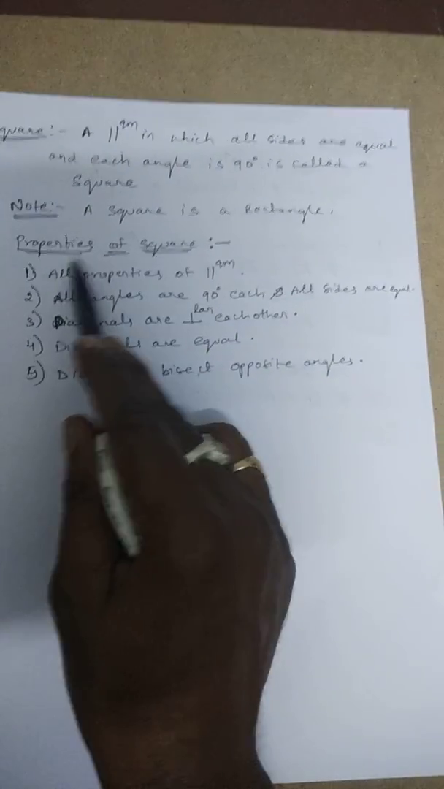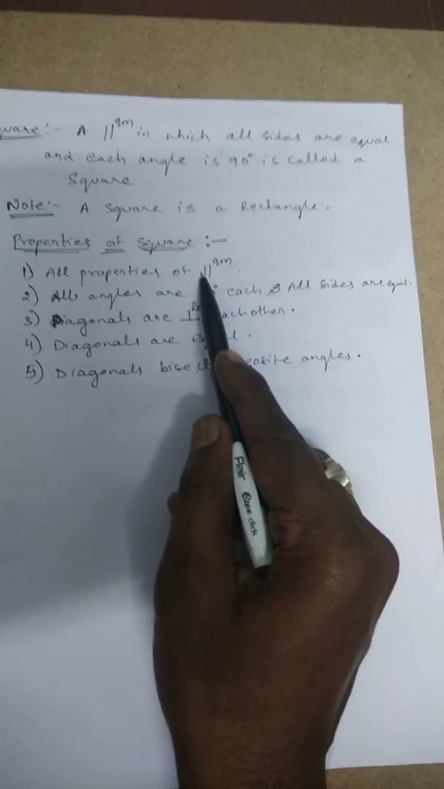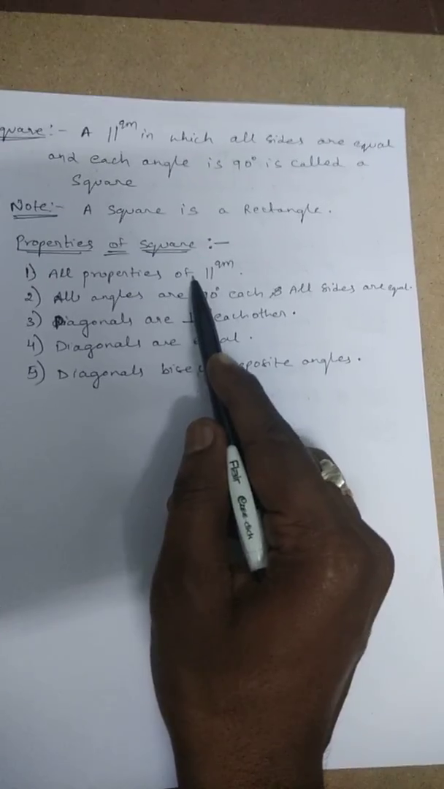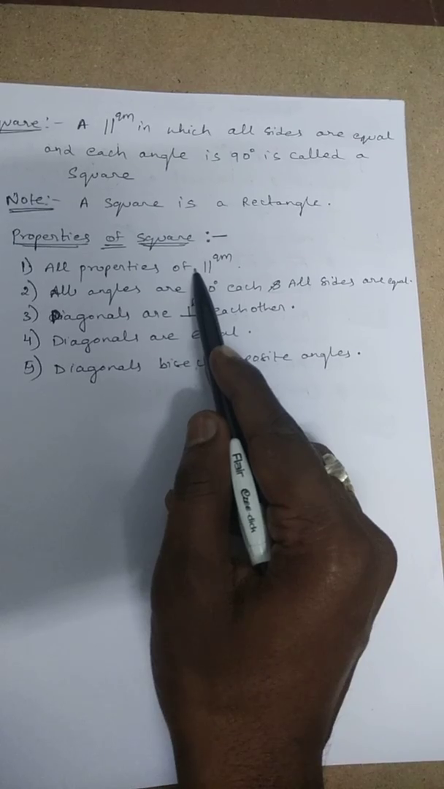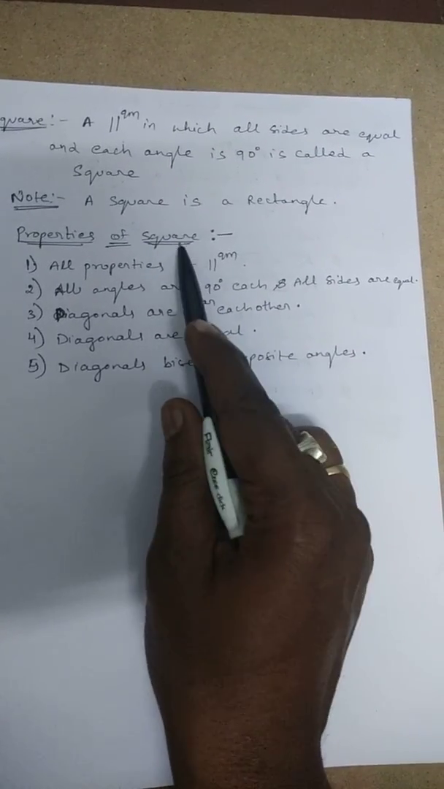Now coming to the properties of squares. First one, it holds all the properties of the parallelogram. Whatever the parallelogram properties are, four properties. What are the four properties? Opposite sides are equal, opposite angles are equal, diagonals bisect each other, adjacent angles are supplementary. All those properties are held by the square.